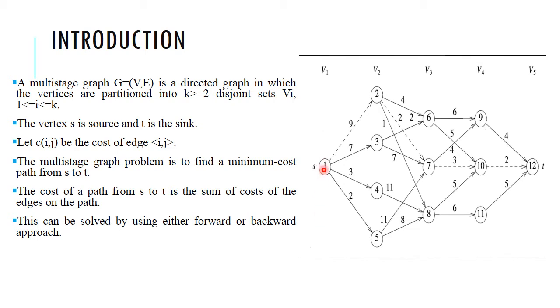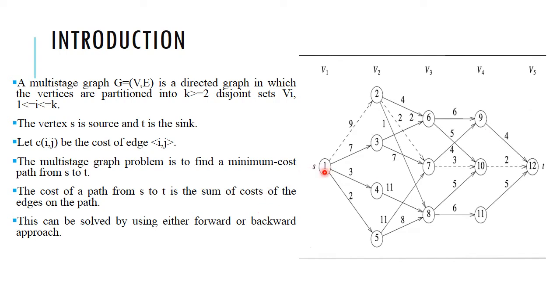In the first stage there is only one vertex, called 1, which is put into the V1 vertex set. In the second stage we have vertices 2, 3, 5, which are put into the V2 set. In the third stage we have vertices 6, 7, 8, which are put into V3. In the fourth stage we have vertices 9, 10 and 11, which are put into V4. And finally, in the V5 stage we have 12, which is put into V5.